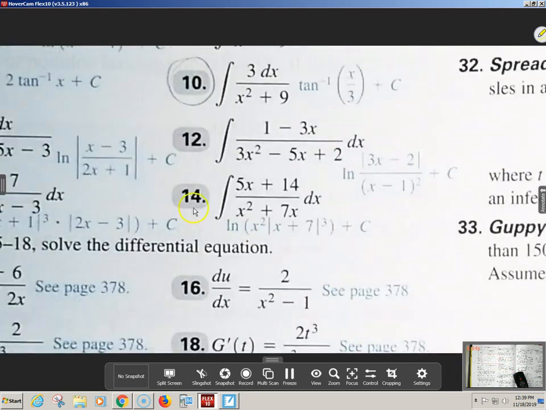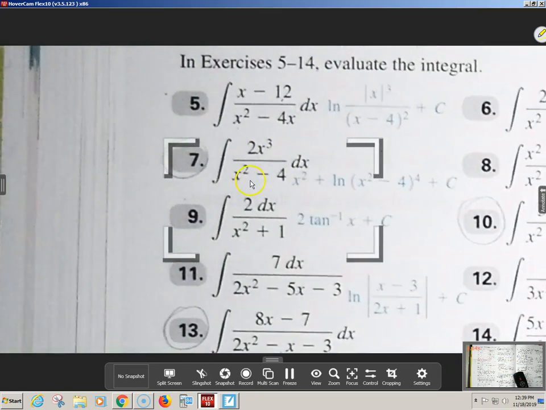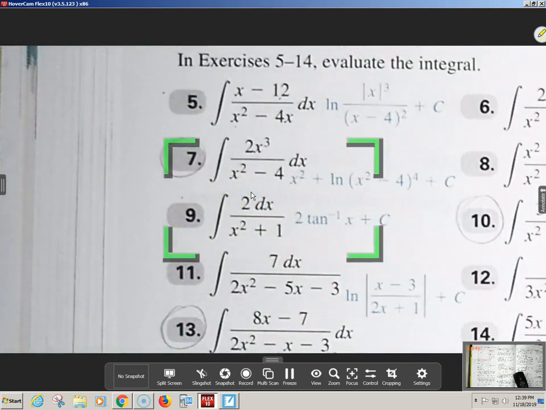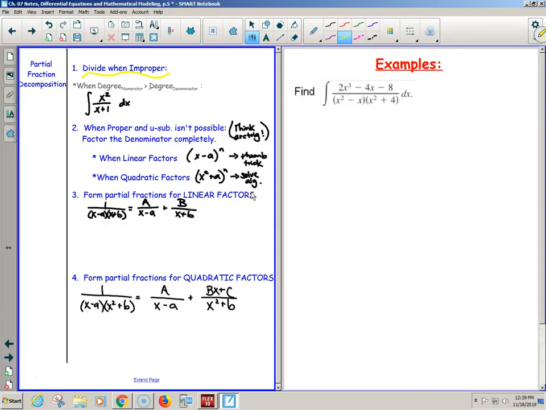Just kidding, that's not what we're looking at. I mean, it is, eventually. What made it top heavy? It was a cubed over a squared. It's top heavy. What does that mean? It's improper. Improper numbers. What's going on with improper fractions?